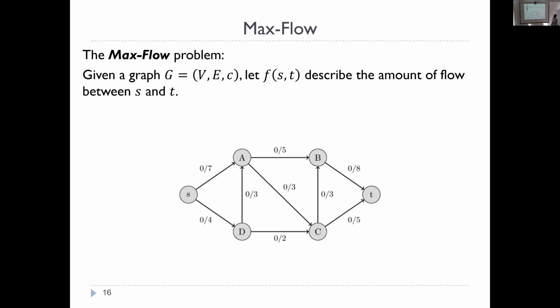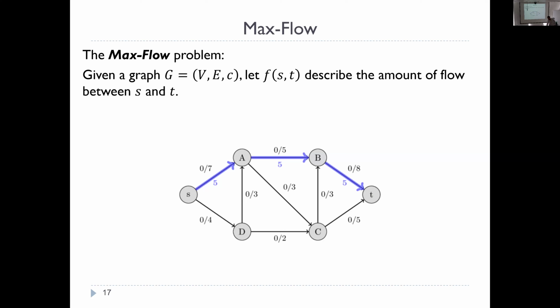So given a graph, we have the capacities on the edges. For example, from A to B, the capacity is 5. We want to know what is the maximum amount of flow that can be shipped between a pair of nodes, so from S to T, right? To give you some intuition about this problem, let's see a very simple way to find the maximum flow. So we try to ship 5 units of flow from S to T along that blue path.